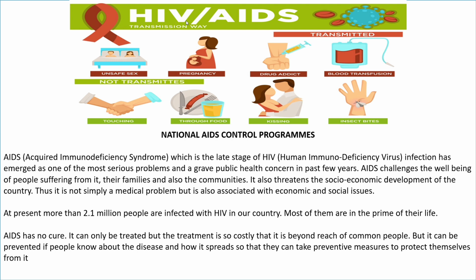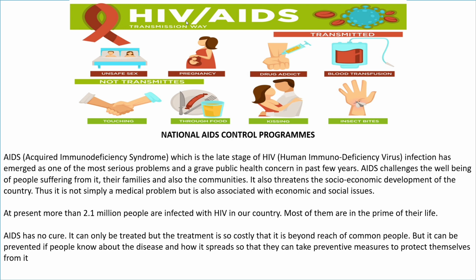Now AIDS, what happens when somebody gets AIDS? So when somebody gets AIDS, it challenges the people suffering. They suffer financially, emotionally, mentally, physically, and their families are affected. The neighborhood in which they live is affected, the relatives are affected, the friends are affected, everyone is affected, right? It also threatens the socio-economic development of the country.